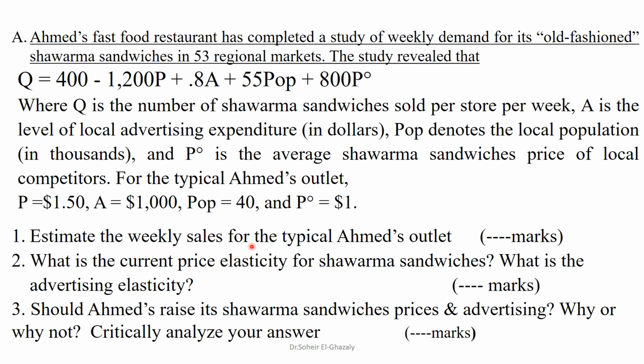Estimate the weekly sales for the typical Ahmad's outlet. You want to know Q for Ahmad. So we'll substitute P with this number, we'll substitute A with this number, we'll substitute POP with this number, and we'll substitute P to the power O with this number. This is the first requirement. The second requirement is: what is the current price elasticity? You have to apply the law that we learned before. For shawarma, what is the advertising elasticity? You have to apply the law of advertising. Should Ahmad raise his shawarma price? This depends on this step. Let's just move here.